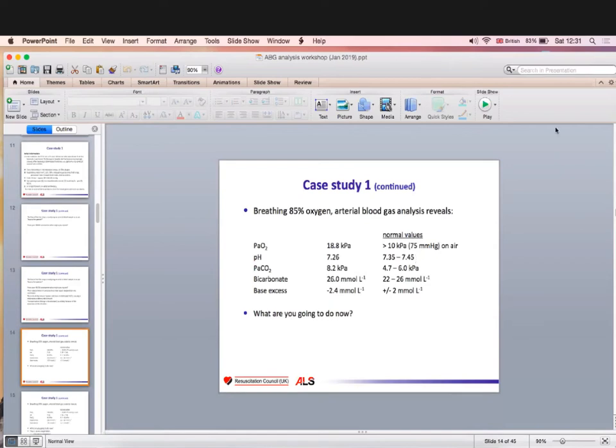Okay, so can somebody interpret this gas? Lakmali.